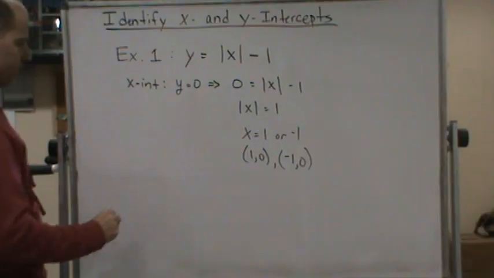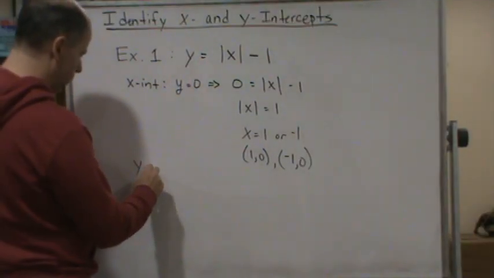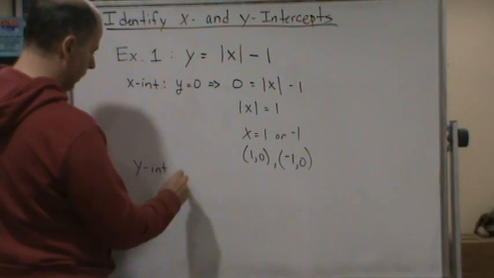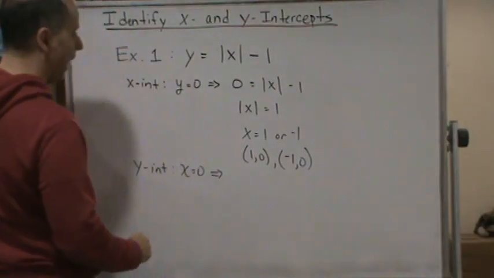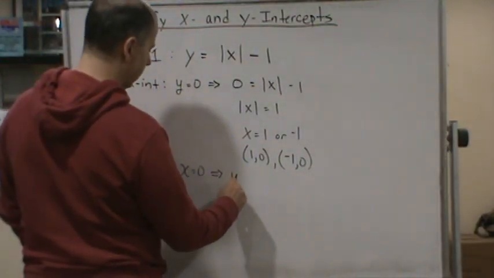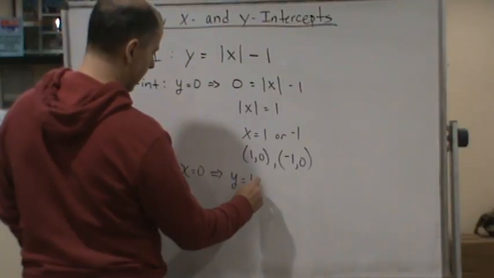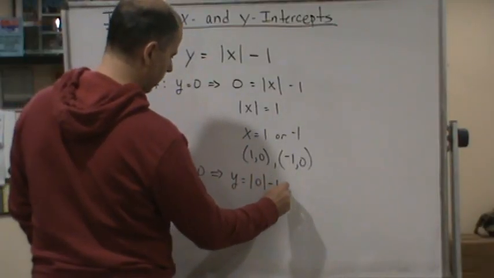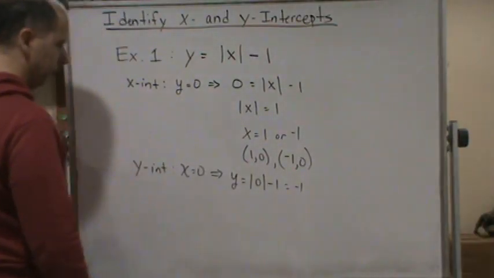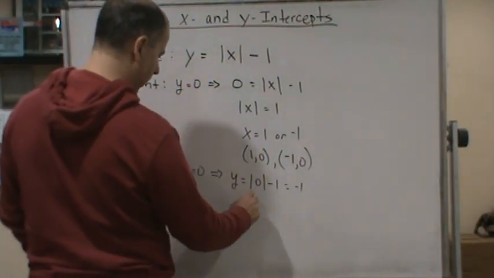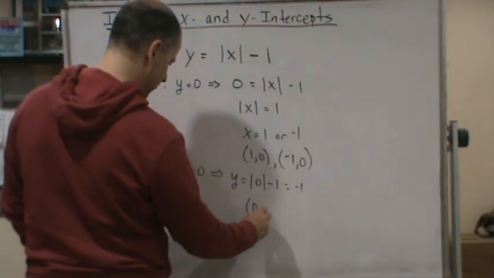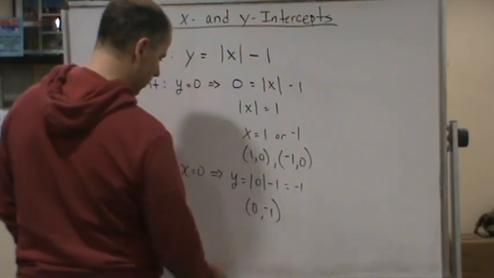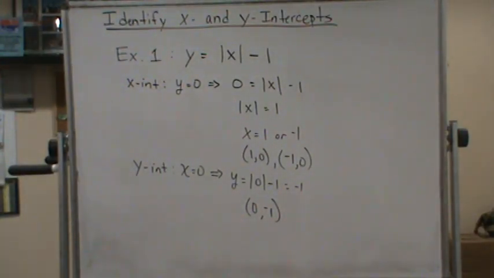Okay? Now what about the y-intercept? For the y-intercept, we're going to set x equal to 0. And when we do that, we get y equals the absolute value of 0 minus 1, which gives us negative 1. And so in this case, we only end up with one y-intercept, and that's going to be at (0, -1). Okay.